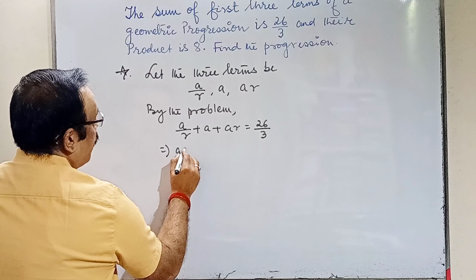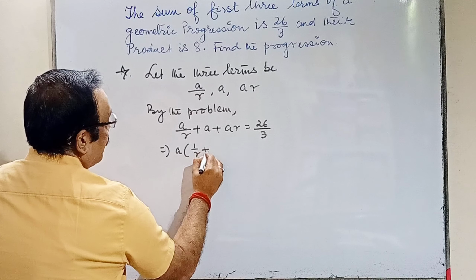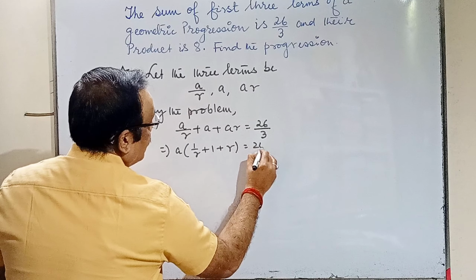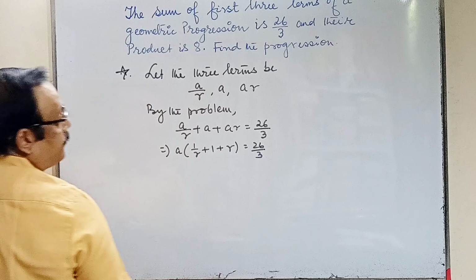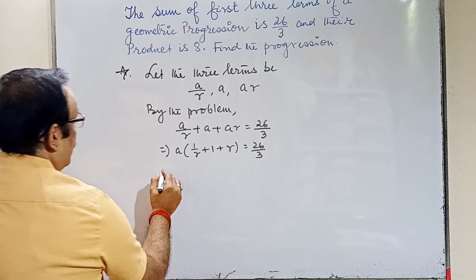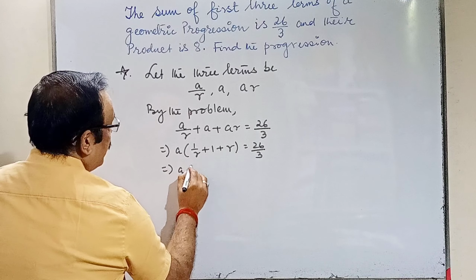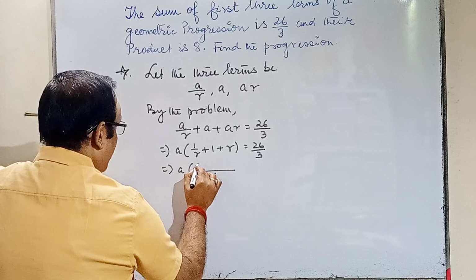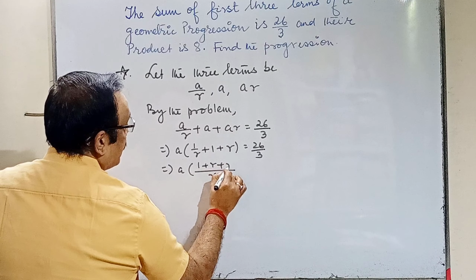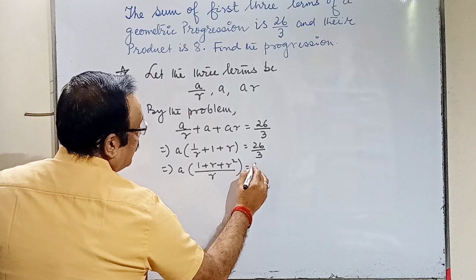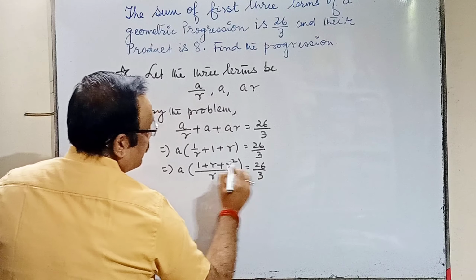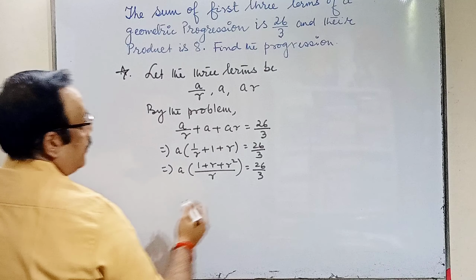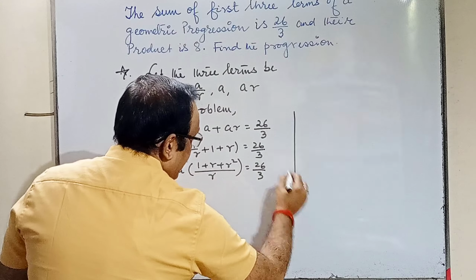So I can take A common: A into (1 by R plus 1 plus R) is equal to 26 by 3. Therefore, A into, R is the LCM, you get (1 plus R plus R square) by R is equal to 26 by 3. So we kept it here.